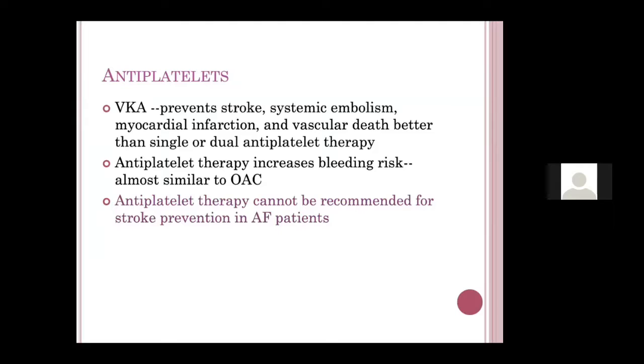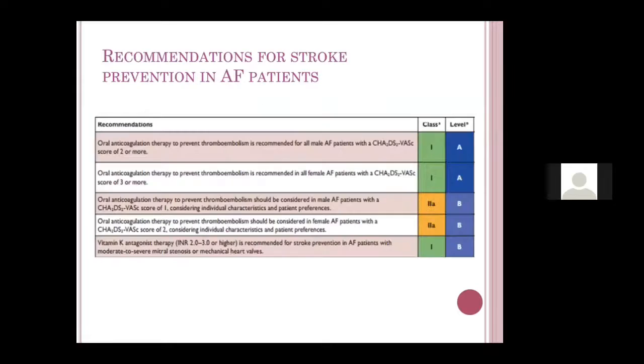Now, is there a role for antiplatelets? As I already discussed, warfarin prevents stroke, embolism, myocardial infarction, and mortality better than single and dual antiplatelet therapy, and the bleeding risk is the same with oral anticoagulation and antiplatelet therapy. So antiplatelets are no longer recommended for any patient with AF, even if the CHA2DS2 score is 0 to 1, where you don't have to give anticoagulation.